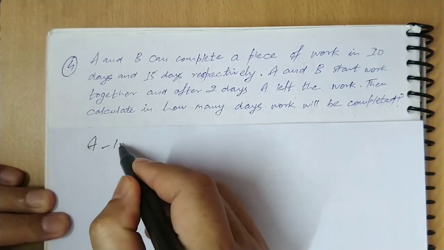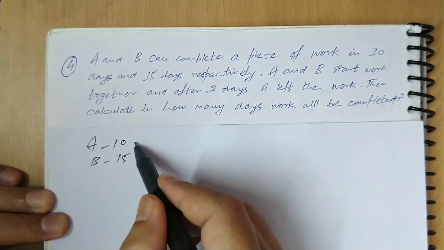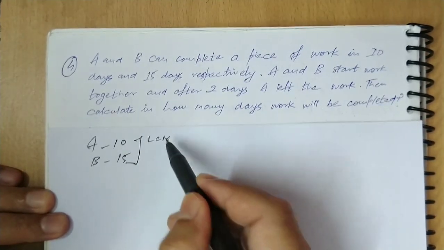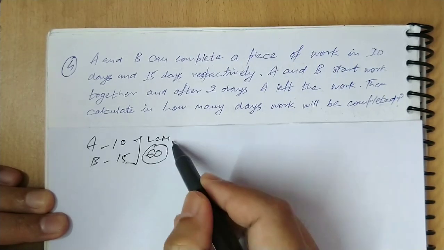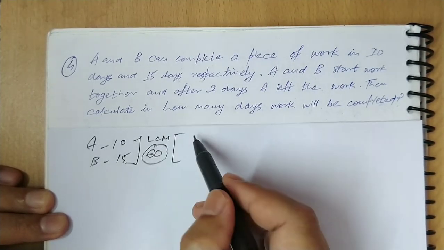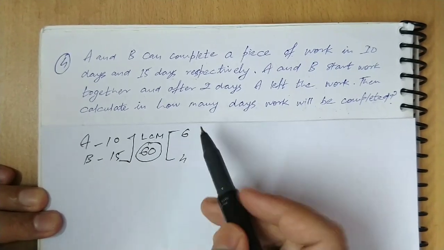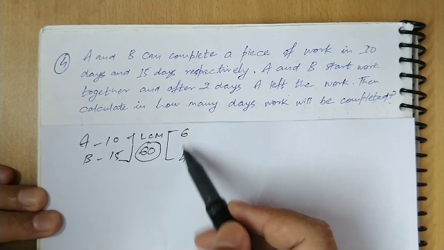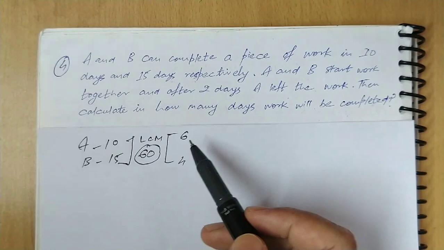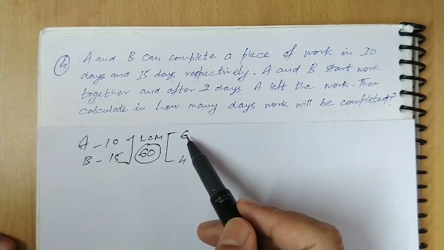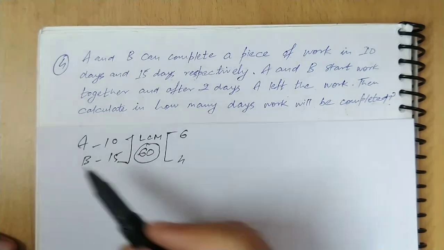A can complete the work in 10 days, B can complete the work in 15 days. We will take the LCM. Our LCM is 60, which is our total work. So 60 divided by 10, we get 6. 60 divided by 15, we get 4. 6 is the efficiency of A and 4 is the efficiency of B. That means if A alone works for a day, then he can complete 6 units of work. So 4 is the one day work of B.